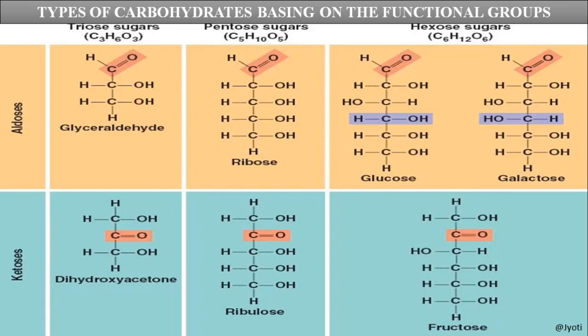Now, on the basis of the functional group, carbohydrates are of two types. One is aldose, that means those carbohydrates which have CHO, the aldehyde, as the functional group. That means the aldehyde derivative of polyhydric alcohol. So here let me explain. These are the aldoses, they have aldehyde as the functional group. Here you can see CHO is the aldehyde group. So this is the functional group.